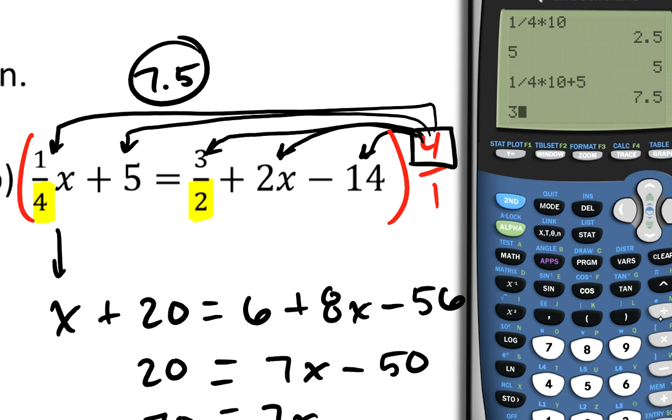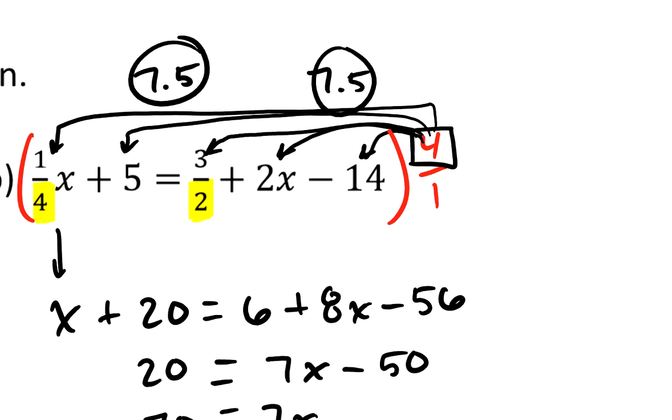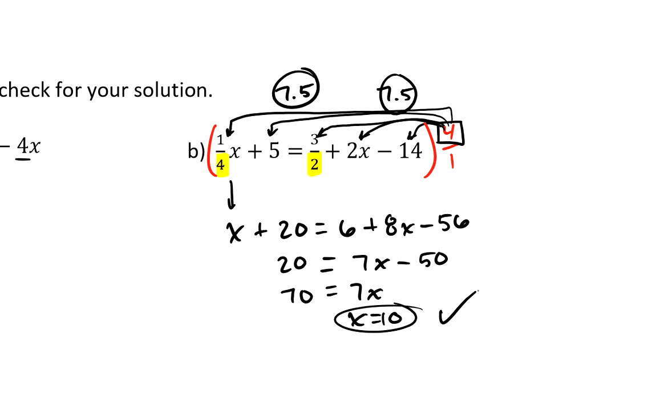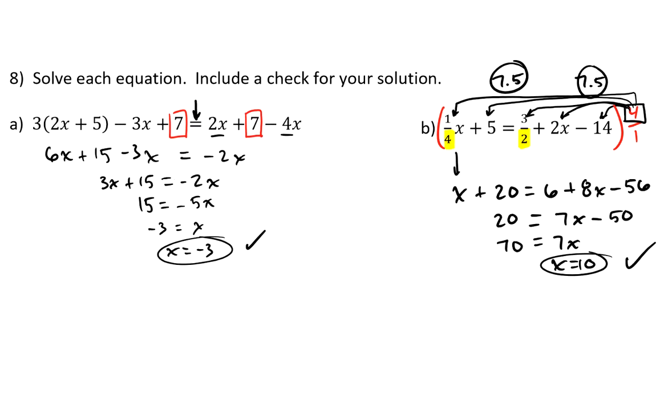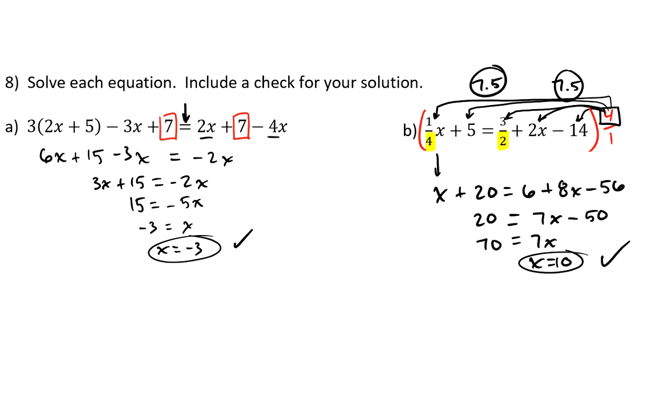So on the other side, I've got 3 divided by 2. I'm going to add to that plus 2 times 10, and then I'm going to subtract from that the number 14, and I get 7.5 also. So because this value, x equals 10, made both the left and right hand side the same, it is absolutely the solution. So those are two answers for question 8. 8a was negative 3 and 8b was positive 10.